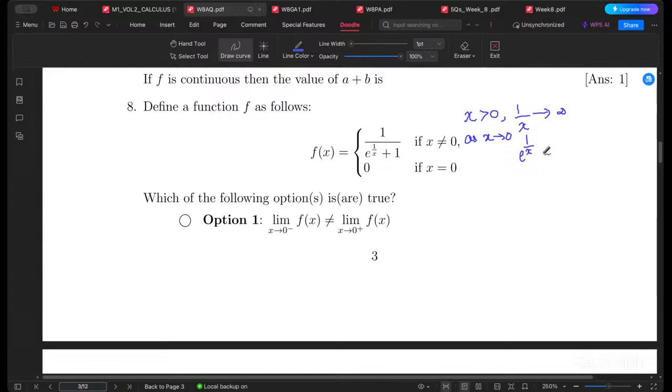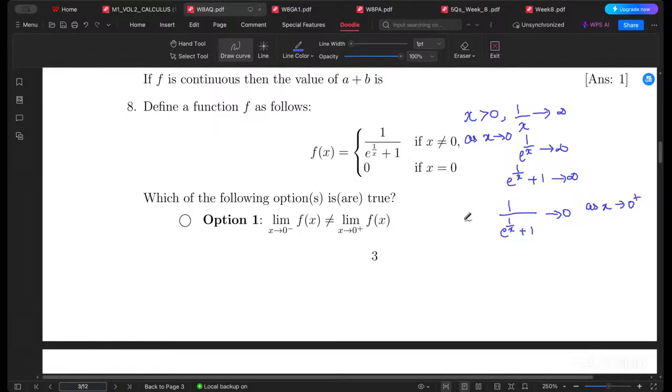The exponential function, e power 1 by x, also goes to infinity. So in that case, the whole denominator, e power 1 by x plus 1, goes to infinity. If the denominator goes to infinity, then what happens to 1 by e power 1 by x plus 1? It goes to 0 as x goes to 0 plus. So from the positive side, you can see that the limit is going to 0.